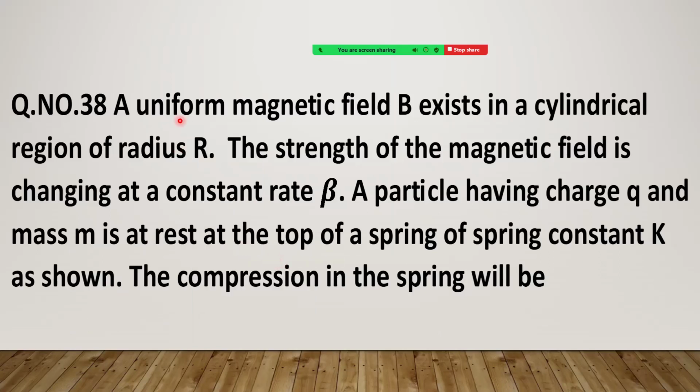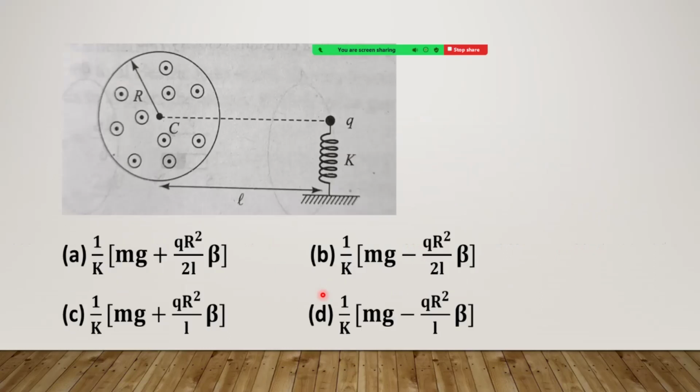Let's see the question. A uniform magnetic field exists in a cylindrical region of radius r. The strength of the magnetic field is changing at a constant rate beta. A particle having charge q and mass m is at rest at the top of a spring of spring constant k as shown. The compression in the spring will be, you can see the diagram here, and in this you can see the charge is now at the level of the center. Okay, and see why it is like that.